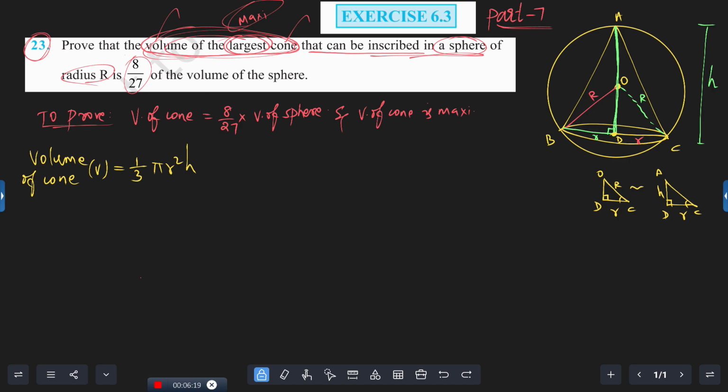What is that? OA will be capital R. OD will be H minus R. Yes, you can use R else. What is that? H minus R.